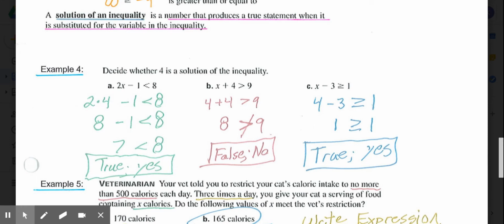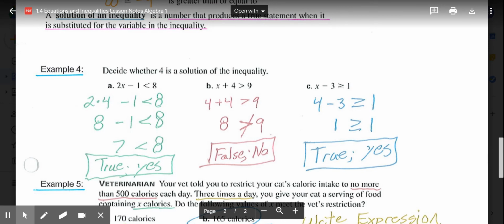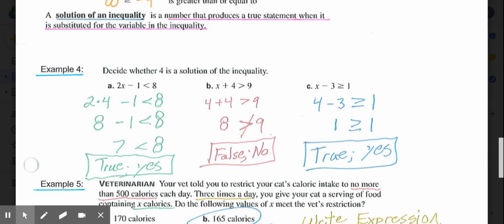In B, x plus 4 is greater than 9. Substitute a 4 in for x. 4 plus 4 is 8. 8 is not greater than 9. So 8 being greater than 9 is not a true statement. That would be false, meaning no, 4 is not a solution because it does not make sense to say 8 is greater than 9.